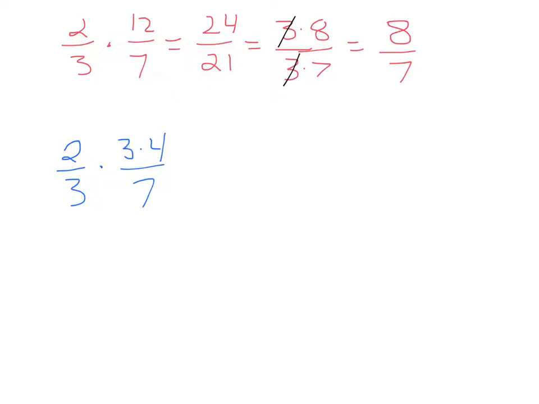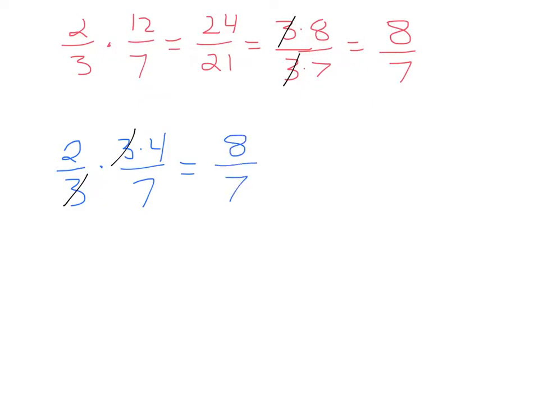And you might say, well, they're in 2 different fractions, so how does that help? If you remember that you can multiply in any order, then that allows us to cancel these 3's right away. And then when we multiply straight across, we have 2 times 4, which is 8, over 7.